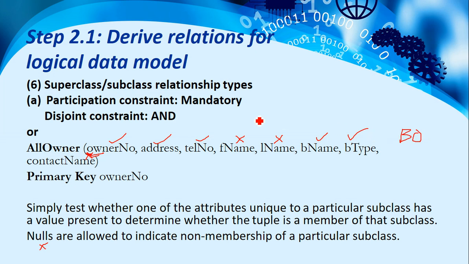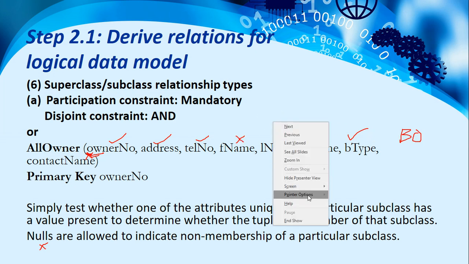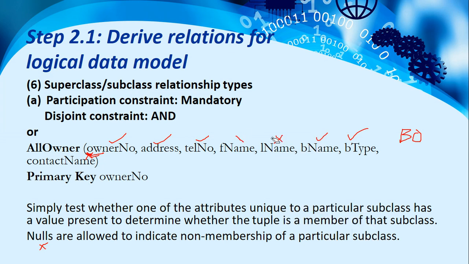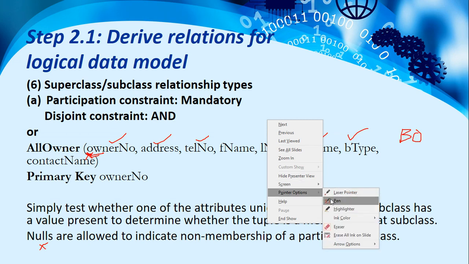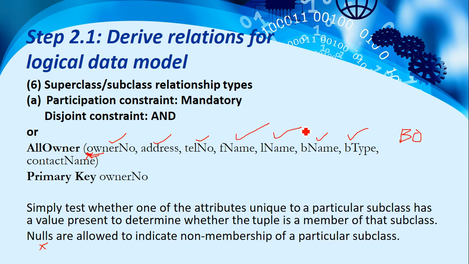So yun. And let's say lahat ng attributes ng i-insert natin na panibagong owner, okay, lahat ng attributes niya is may value, walang null. So which means this is yung in-insert natin is both BO, business owner, and private owner. So ganun. Okay, ito yung ibig sabihin nito: simply test whether one of the attributes unique to a particular subclass has a value present.